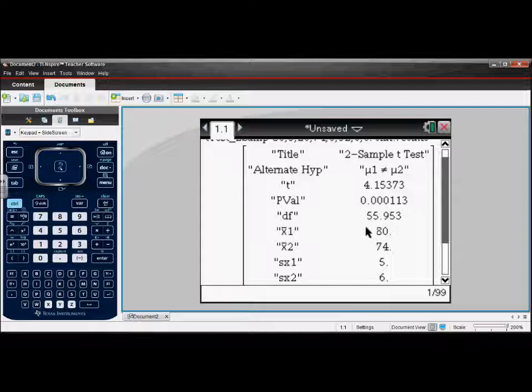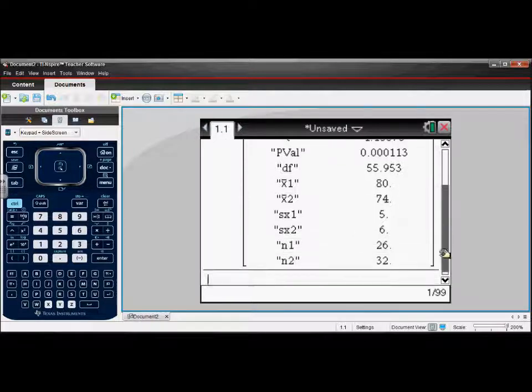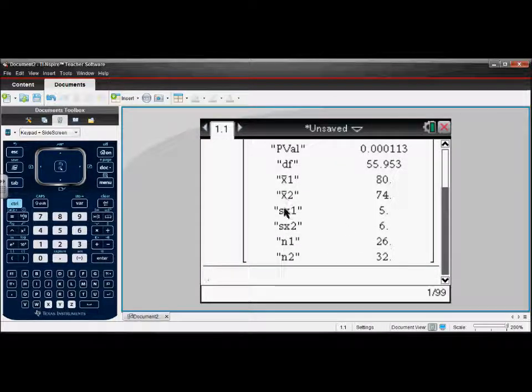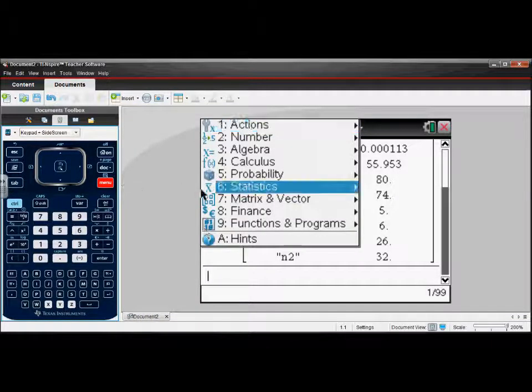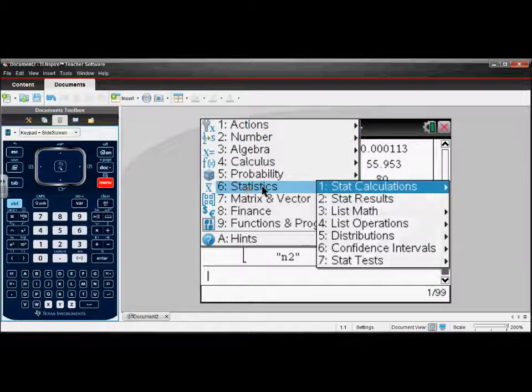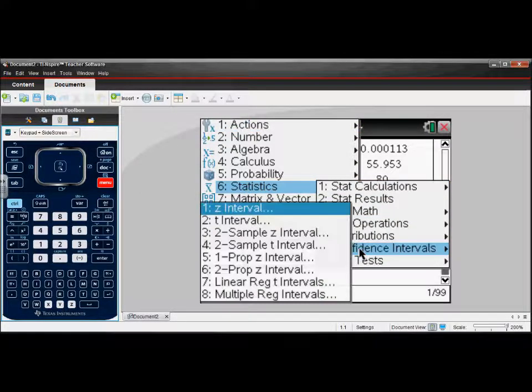Okay, and then it has the rest of the information that relates to the problem as far as the mean of the 2 samples, the standard deviations, and the sample size. Well, now I want to create a confidence interval. So to do that, I'm going to go to menu, I'm going to go to statistics, and in this case I'm going to go to confidence interval, and then I'm going to go to a 2-sample t-interval.